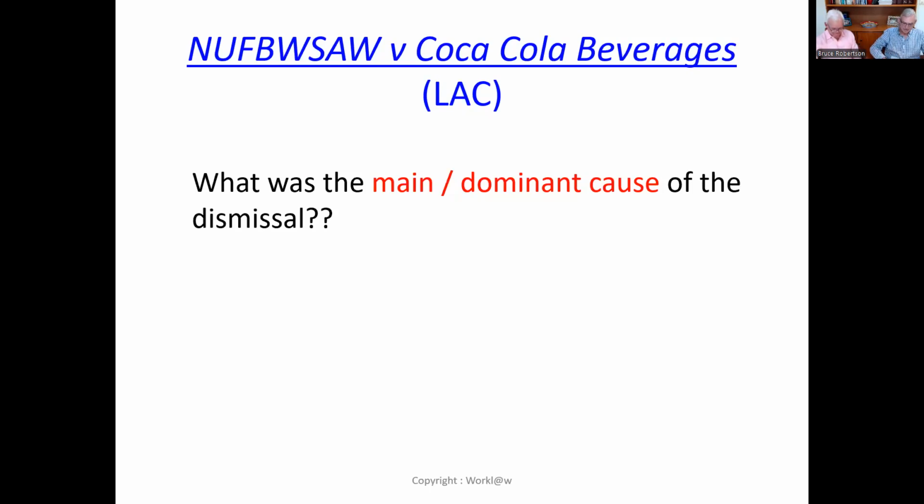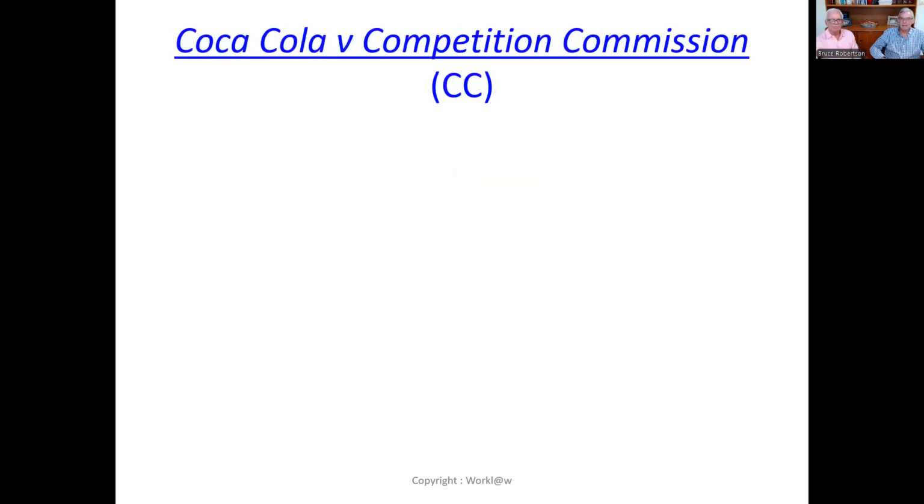So there's a second case, also involving Coca-Cola. You can see that the citation says Coca-Cola versus the Competition Commission. A merger of Coca-Cola with another company had been approved by the Competition Commission on condition. There was a condition that they could not have any retrenchments as a result of the merger. 2 years later, this economic crash happened, and Coca-Cola then found it necessary to retrench.